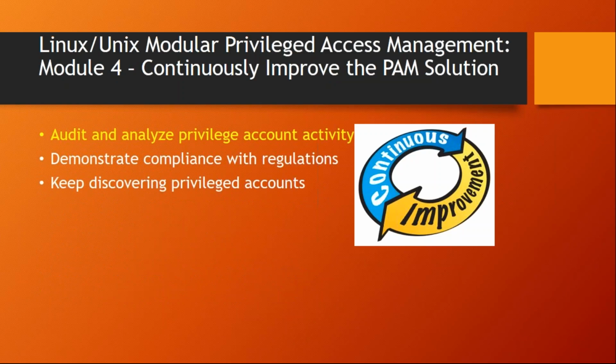And getting to the end here, module 4, I want to continuously improve my PAM solution, okay? I want to give you a few ways that you can ensure that you have an ongoing improvement process in your auditing your privileged accounts and demonstrating compliance. And the first one is to audit and analyze those privileged account activity. I talked about it earlier, but I need you to examine how your privileged accounts are being used through audits and reports. That's going to help you, security folks, spot unusual behaviors that may indicate that a breach or misuse is occurring.